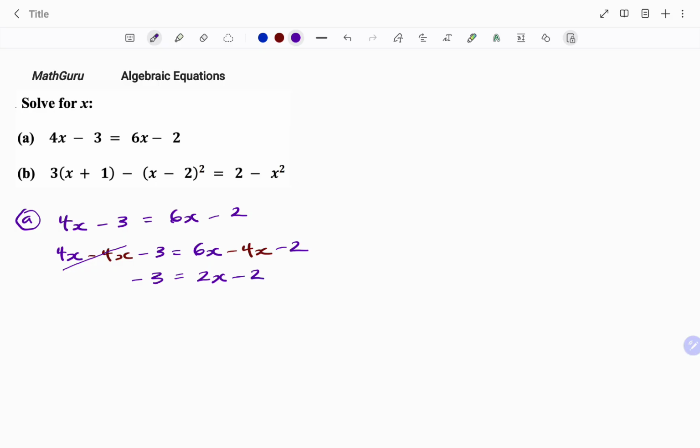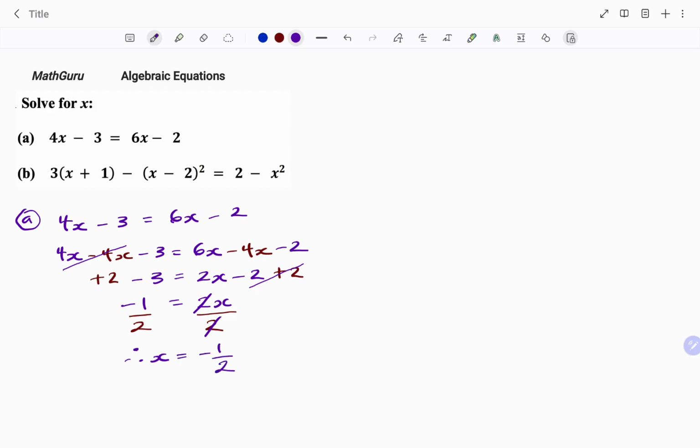And then to take out my minus 2, I'm going to add 2 to both sides. So I have on my left hand side and on my right hand side, I'm adding 2. And then I have plus 2 minus 3, that's minus 1, equals minus 2 plus 2, that cancels out, 0, 2x. And in order to find x, I'll divide both sides by 2. Therefore my x equals negative 1 over 2.